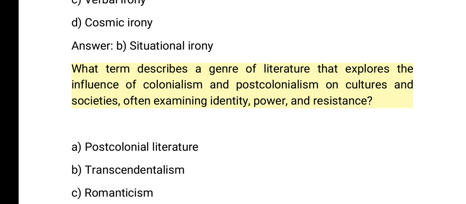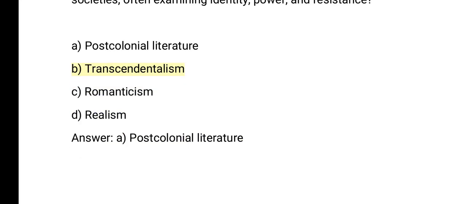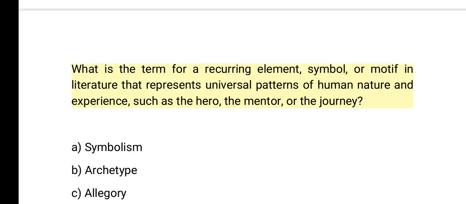What term describes a genre of literature that explores the influence of colonialism and postcolonialism on cultures and societies, often examining identity, power, and resistance? A. Postcolonial literature. B. Transcendentalism. C. Romanticism. D. Realism. Answer. A. Postcolonial literature.